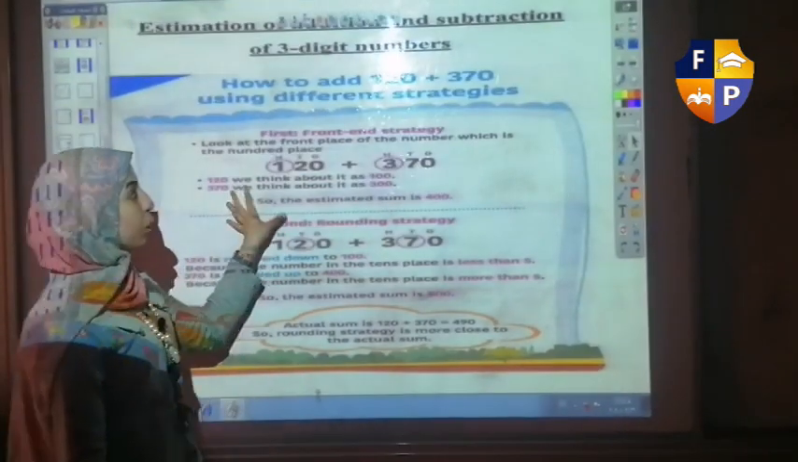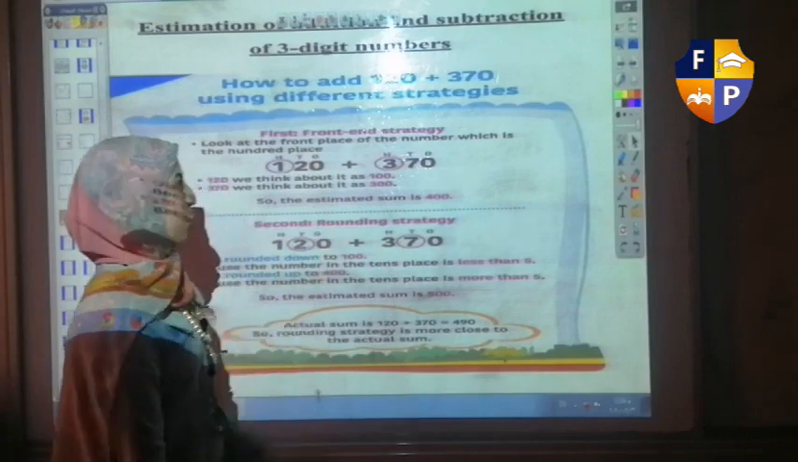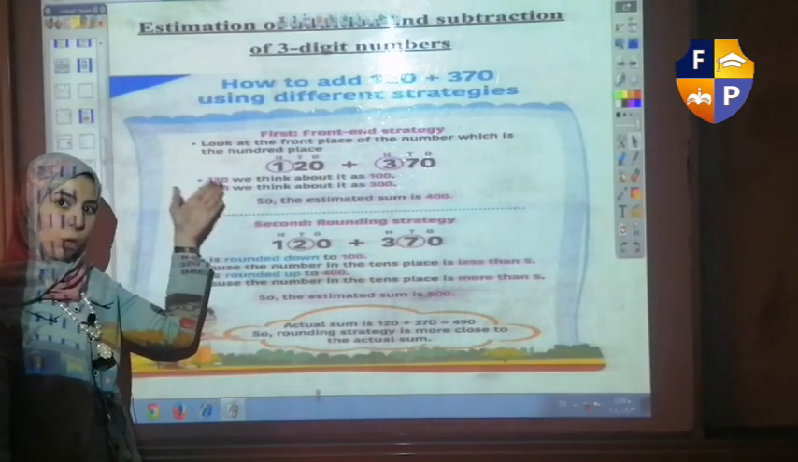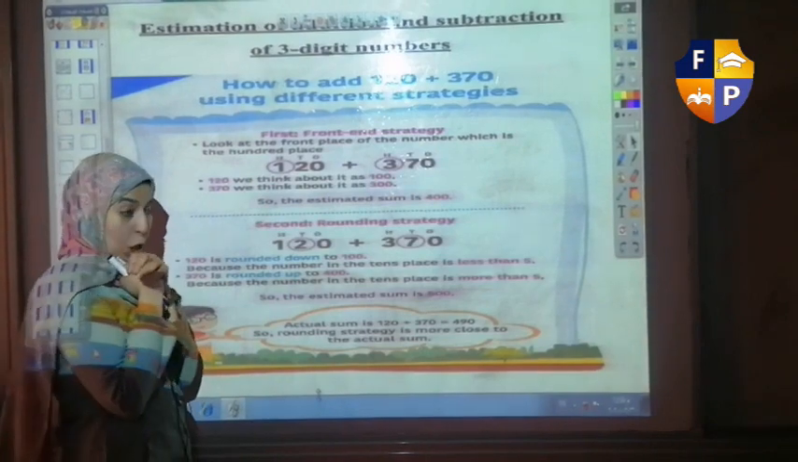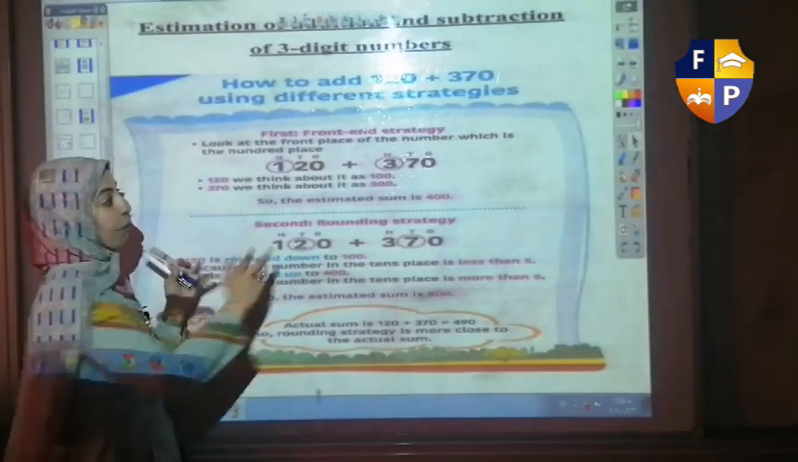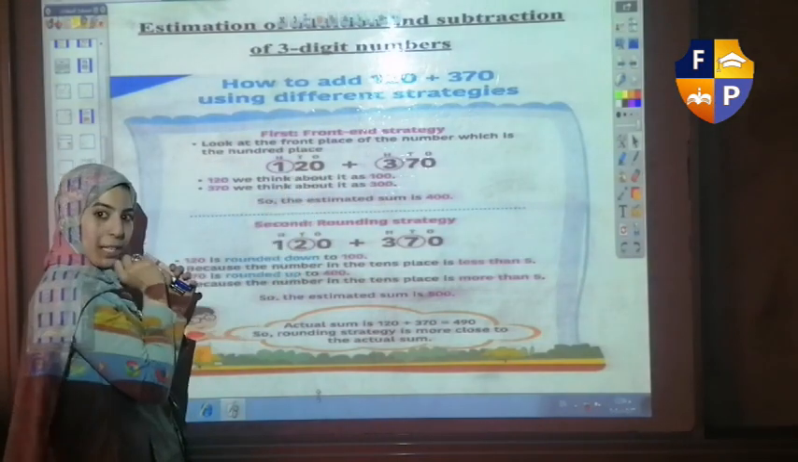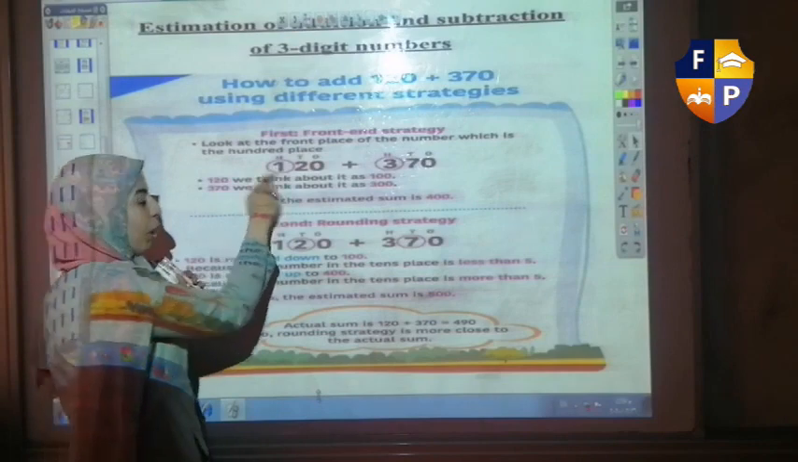Firstly, I will do the addition operation with front-end strategy. As we said before, this strategy depends on the highest place value. So, look at the first digit of the number from the left side. Here I have ones, tens, hundreds. So, the highest place value is 100. Circle around 1 in 100.